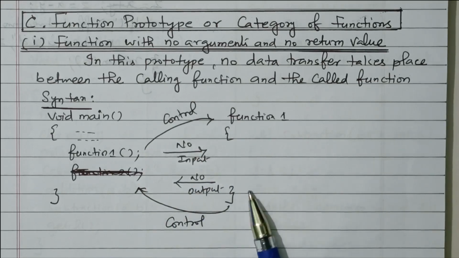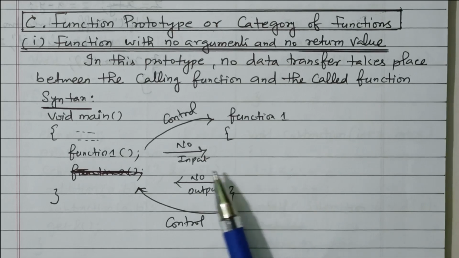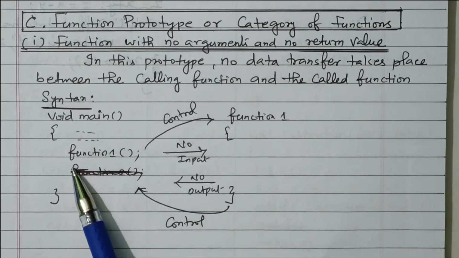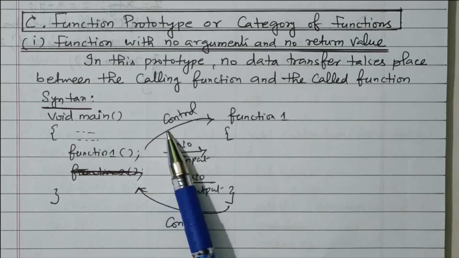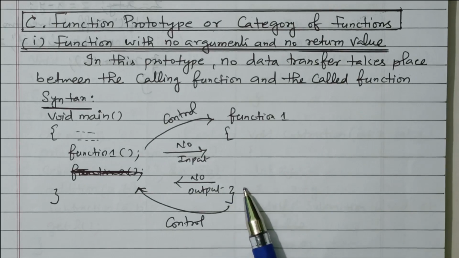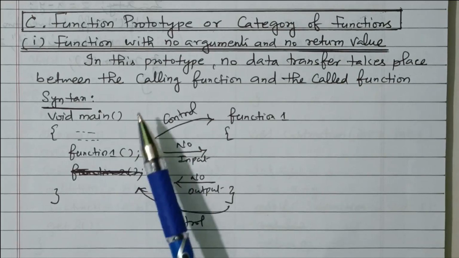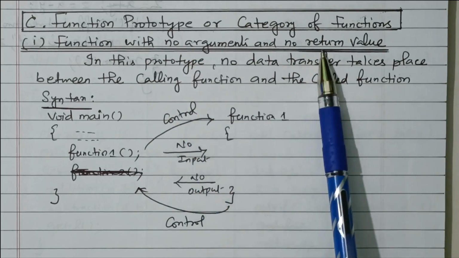We have defined this function. Within the open and closing braces, the set of instructions will be there. This function will perform the set of instructions. So in the main program, when the function is called, the control will be transferred to function1. Here the particular task will be performed and the control will return to the main program again. In this type, there is no argument and no return value.